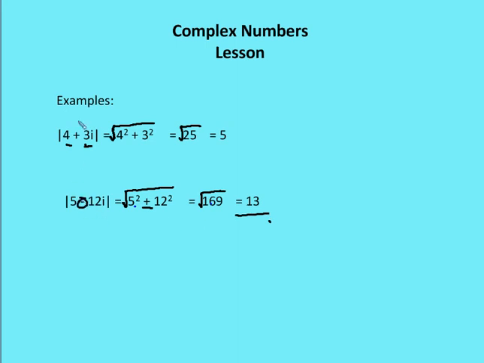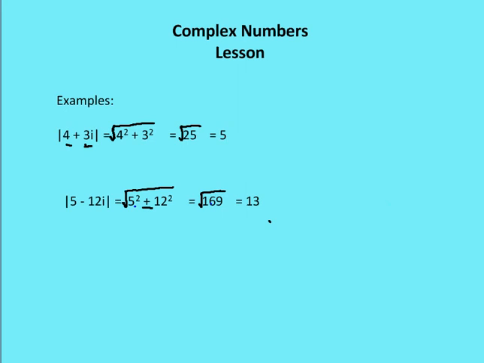So it doesn't matter really what the sign is in front of these values. We're simply using the distance formula to find out what the absolute value of that complex number is. So either way, if this were plus or minus, I would still rewrite my equation as the square root of 5 squared plus 12 squared.